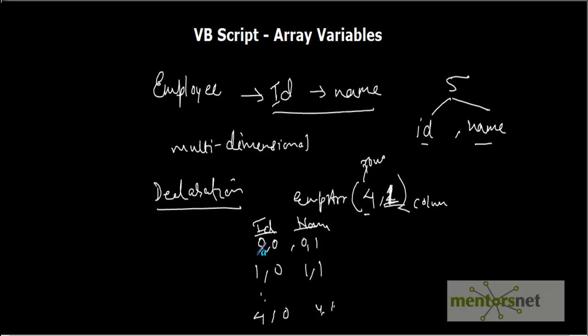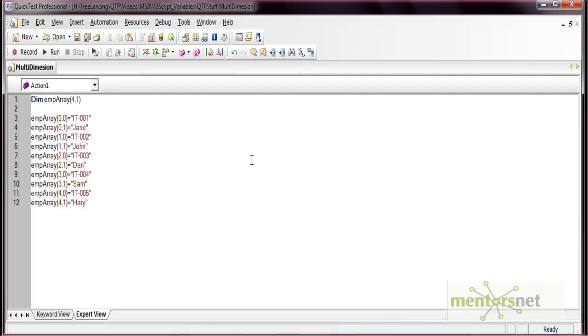How? Let's see it from a script. So we have a script like this. Here we define the multi-dimensional array. This is a two-dimensional array. Similarly, you can define 3, 4, 5 dimensions and so on. So we have defined it like this. At place 0, we have the ID, and at place 1, we have a name. So here we have the information of 5 employees.